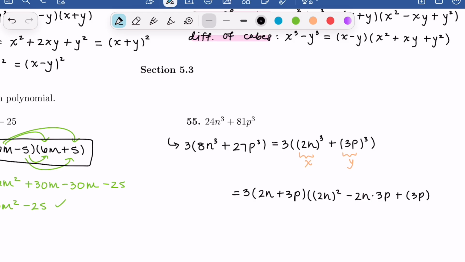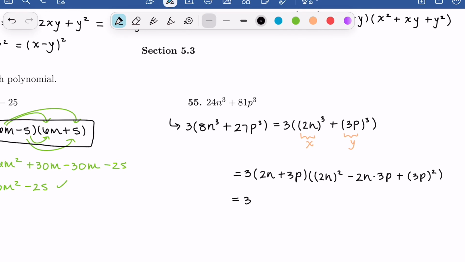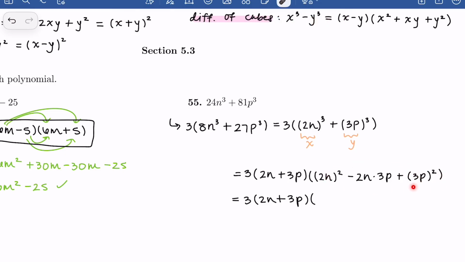So that would be 3p squared. So what we'll do is we'll simplify this. We still have 3 and 2n plus 3p here. Now let's simplify what's happening here using our exponent rules.